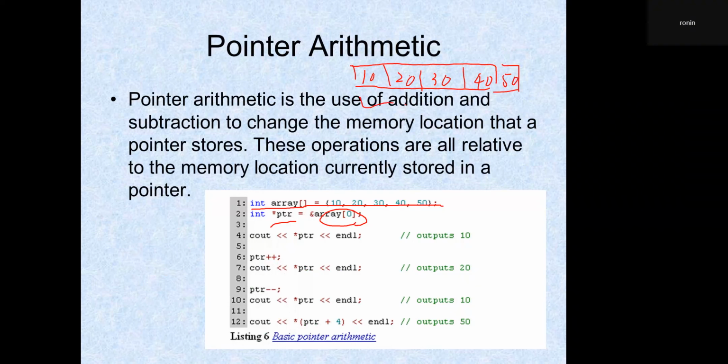Look, this is a continuous space used to store the array, and array zero is right here. The array zero address is the first address for this array. So we assign this address to an int pointer PTR. Remember, asterisk PTR is the value stored in this address. So cout asterisk PTR should be 10.